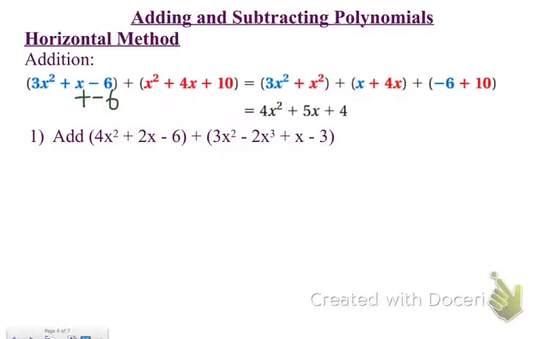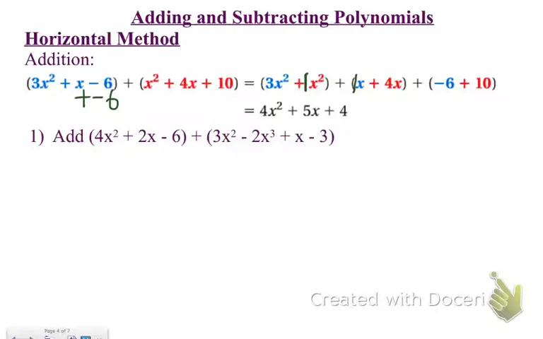So here they've just put 3x squared plus x squared, x plus 4x, and then negative 6 plus 10 to get all the terms together. So then that's 4x squared plus 5x, and then negative 6 plus 10 is 4. So don't forget, if there's no coefficient listed, that means it has a coefficient of 1.